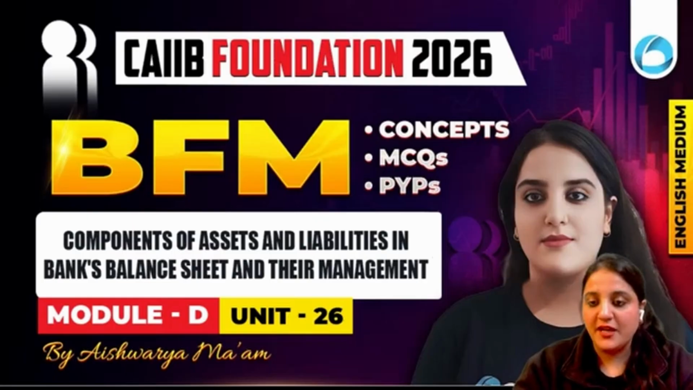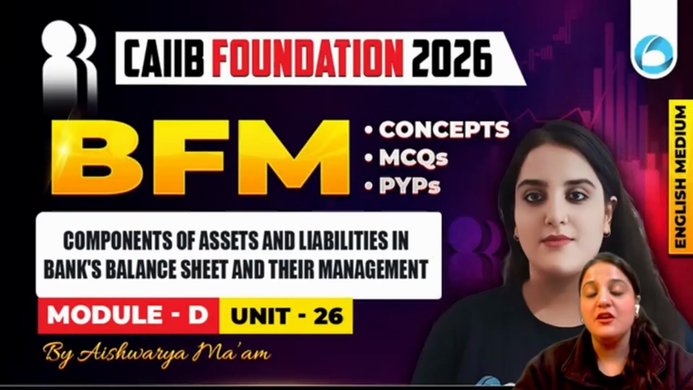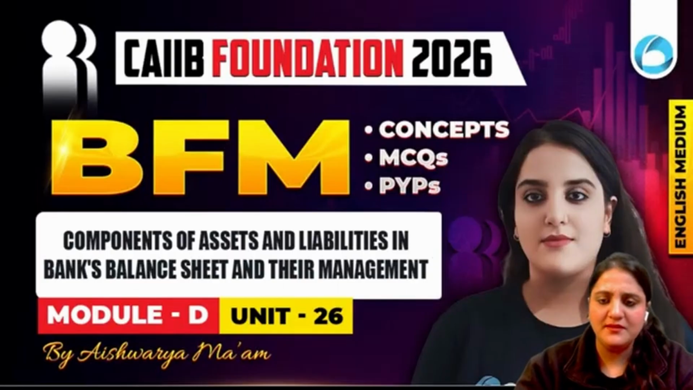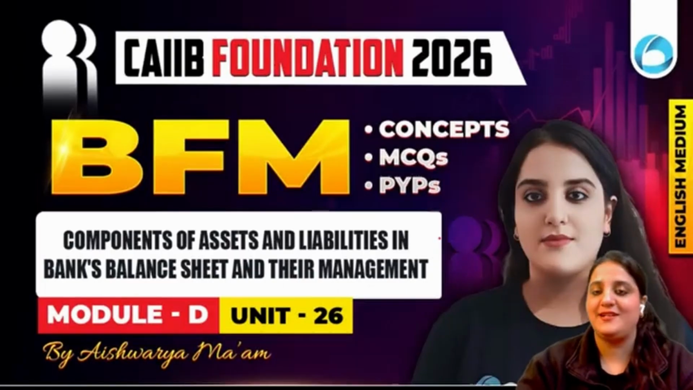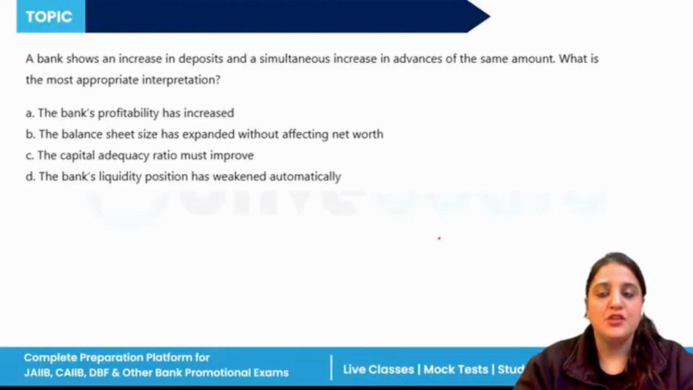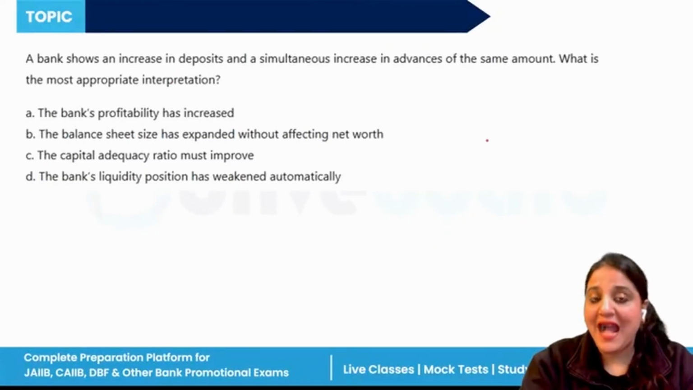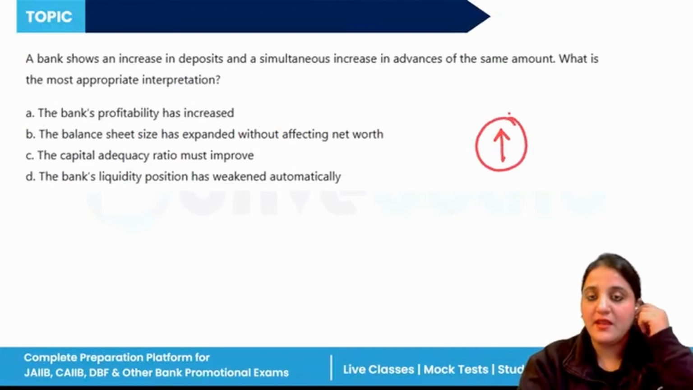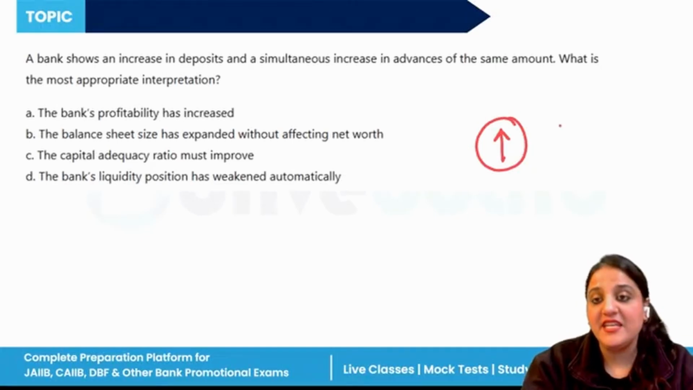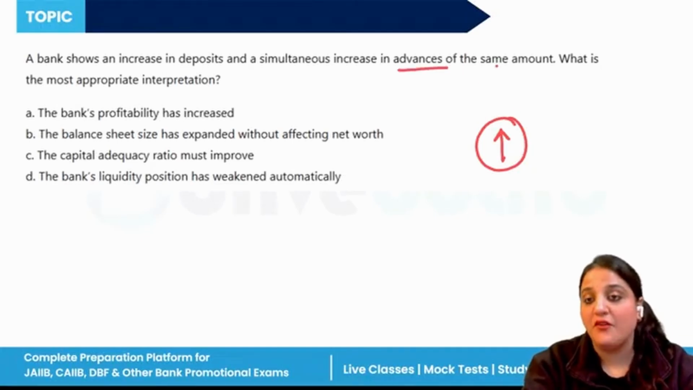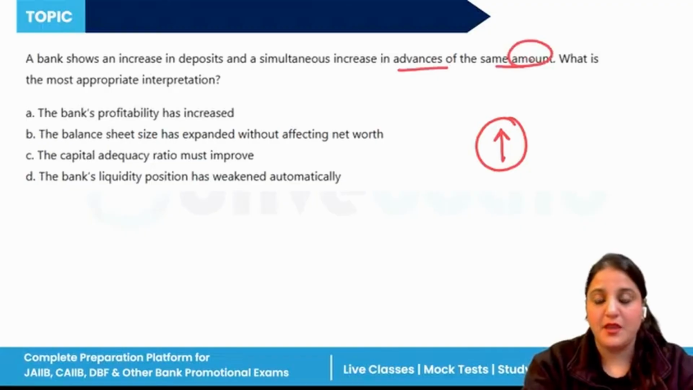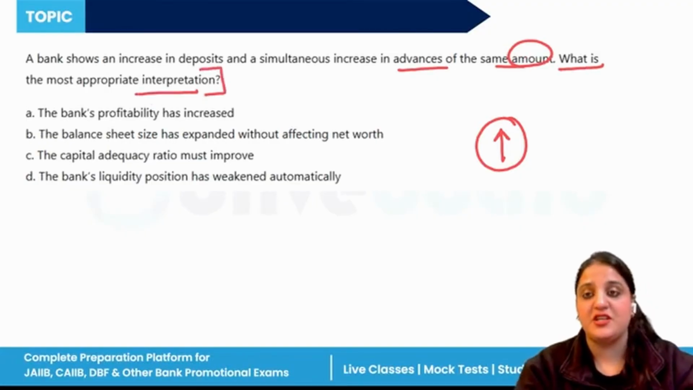So let's start with the class, where we will learn concepts through questions that will help us understand the concepts related to this chapter. Here is the first question: if a bank shows an increase in deposits and simultaneously an increase in advances of the same amount, what is the most appropriate interpretation here?